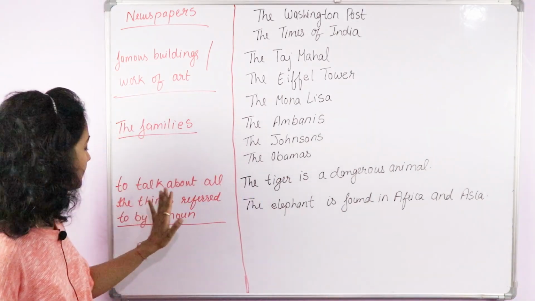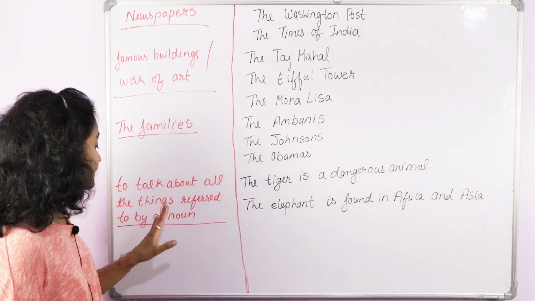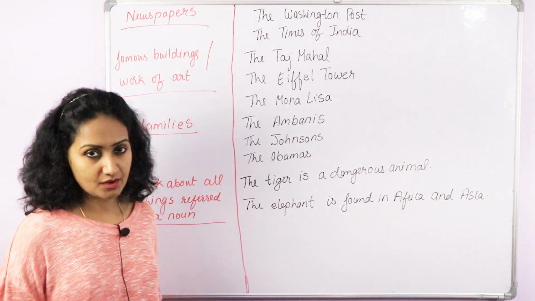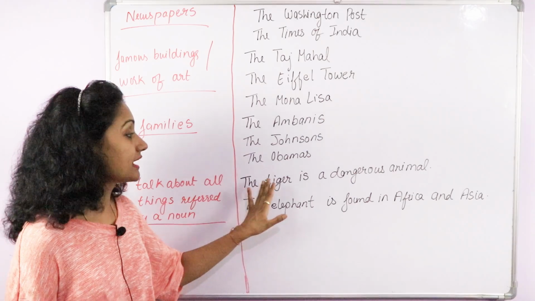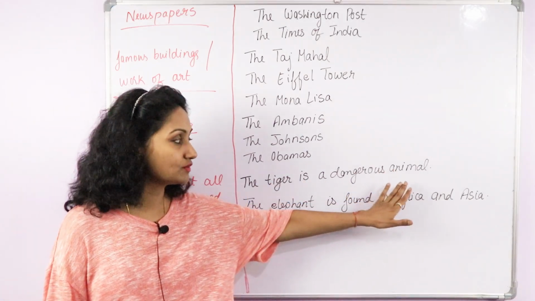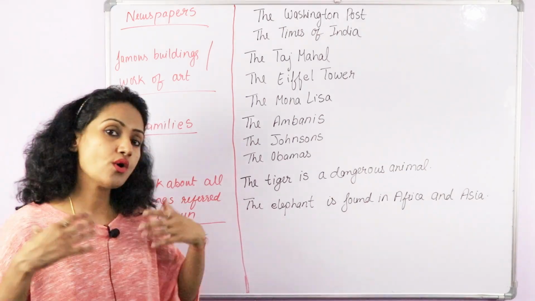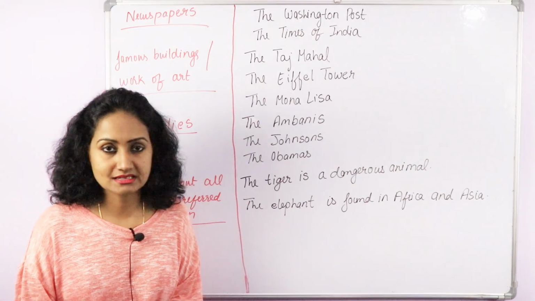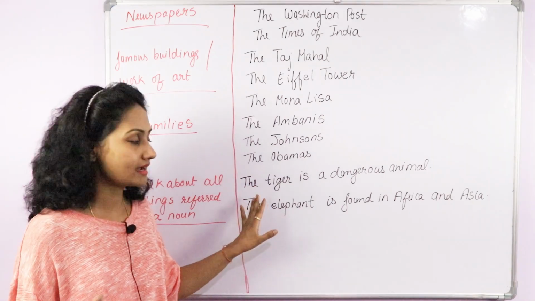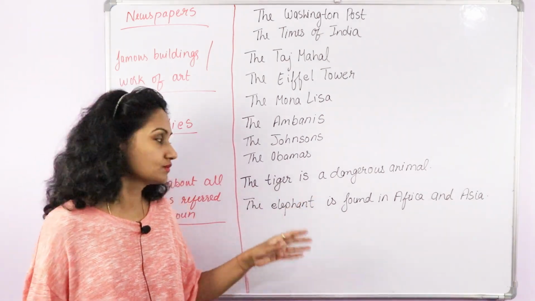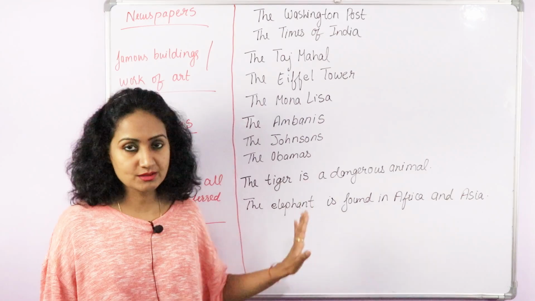Next is to talk about all the things referred to by a noun. So here, the tiger is a dangerous animal. We are not talking about any particular tiger here, but all the tigers on this planet. So generally, tigers are dangerous. So, the tiger is a dangerous animal.